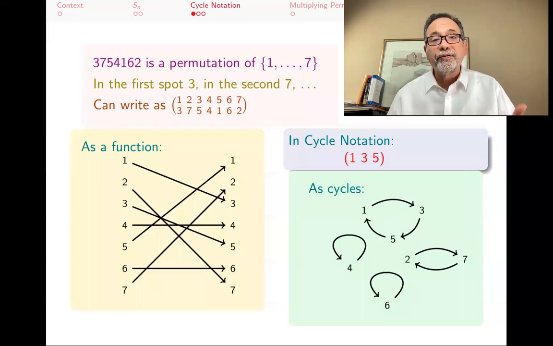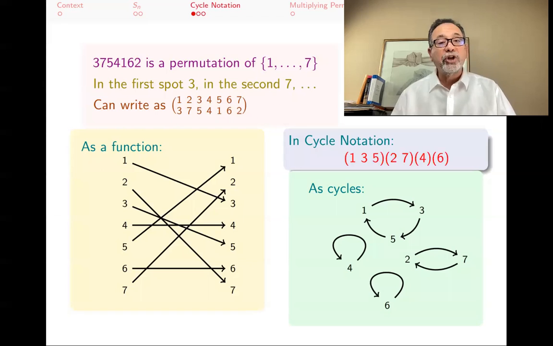And then we say, well, what's the first thing that we don't know about? Well, that's 2. Where does 2 go? 2 goes to 7. What happens to 7? 7 goes back to 2. What else is left? There's 4. Where does 4 go? Back to 4. So close the parentheses. Where does 6 go? 6 goes back to 6 also. So close that parentheses. Usually we omit the fixed points and just write 1, 3, 5, 2, 7.